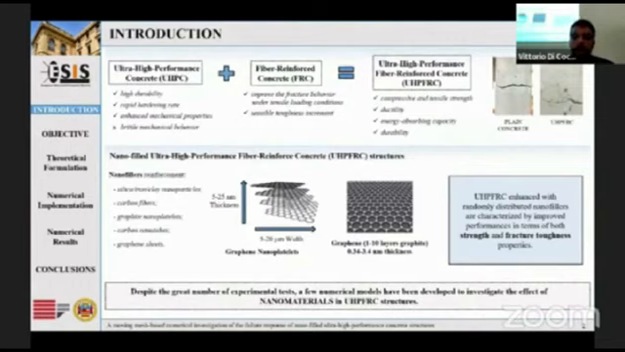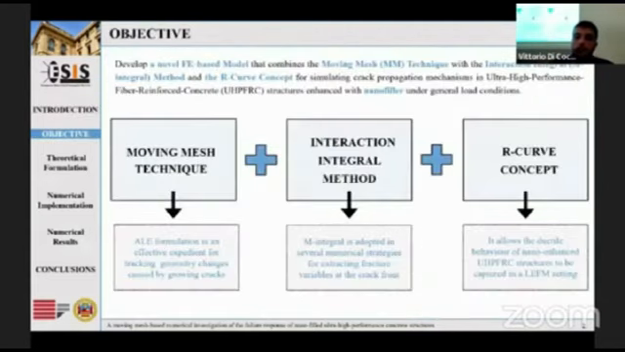So, despite the high number of experimental investigations, a few numerical models exist in the current literature that analyze the effect of nanomaterials in UHPFRC structure. So, for this reason, for reproducing crack propagation phenomena, we develop an efficient finite element modeling that combines the moving mesh technique for reproducing the geometry evolution caused by the crack advance, the interaction integral method to extract fracture variables at the crack front, and the R-curve concept to capture the ductile behavior of this structure.